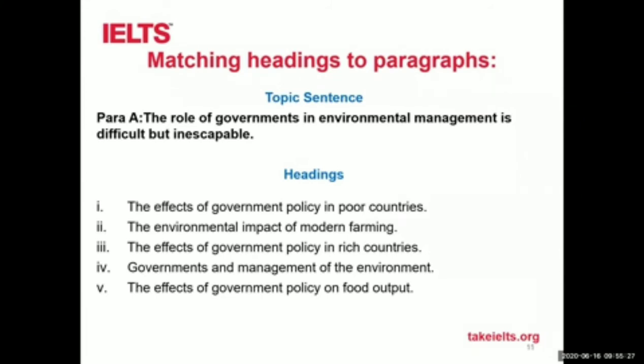Good. Let's have a look at a matching heading to paragraphs, an example. I can't, unfortunately, supply you with a whole text. As I said earlier, we don't have a lot of space. So I've given you a topic sentence for paragraph A. What I'd like you to do is take a look at the topic sentence and decide what you think are the key words. I'll give you half a minute. And put your answers in the chat box.